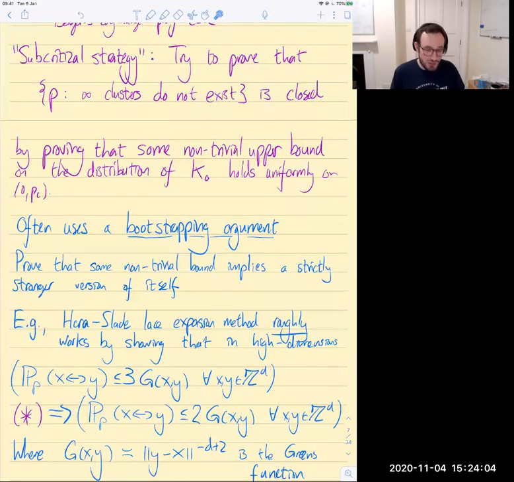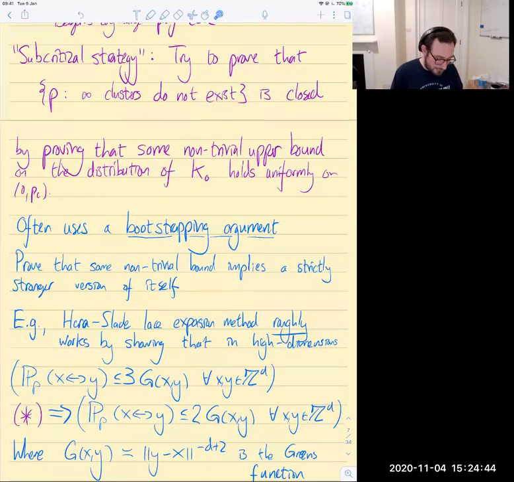So here the idea is to show that the set where you do not have infinite clusters is closed. And the way you try to do this is you try to prove that there's some non-trivial upper bound on the distribution of the cluster at the origin that holds uniformly throughout the whole subcritical phase. Right? But if you prove a bound like that, it follows that it holds at PC as well. So for example, you might want to show that there's some bound on the probability that X is connected to Y that decays to 0 as the distance between the points goes to infinity, and that it holds on the whole subcritical phase.